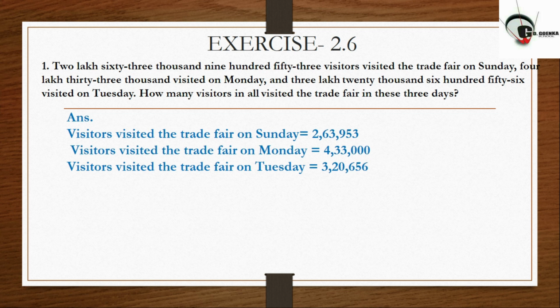Now children, for identifying what has been asked, we need to read the last line again. How many visitors in all visited the trade fair in these 3 days? So as the line suggests, we need to find out the total number of visitors. So for finding out the total number of visitors, what do we need to do? Yes, of course, it is addition.